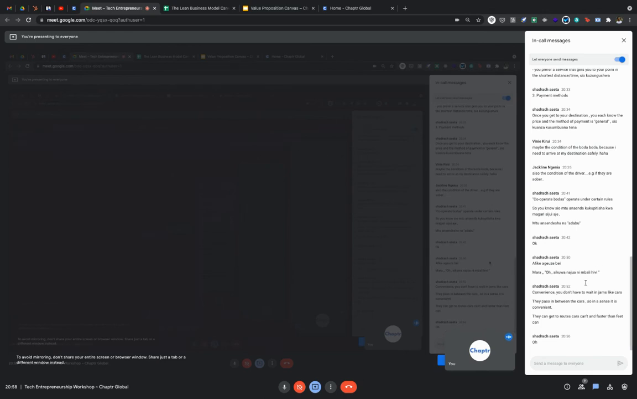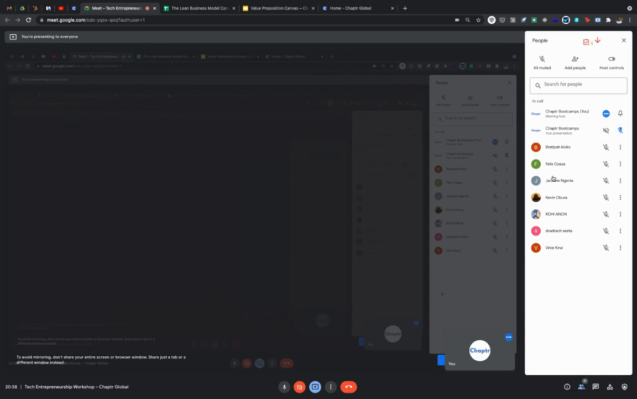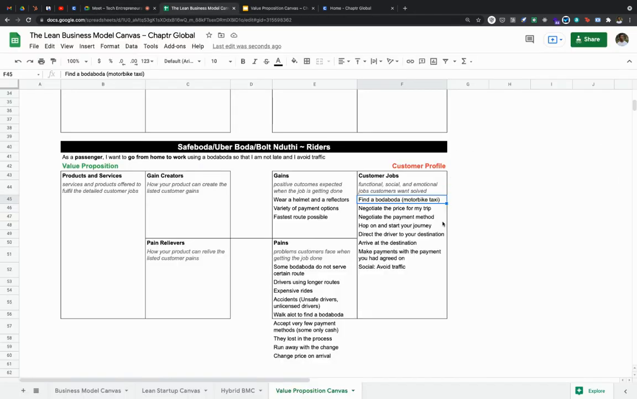Let's think about products and services, guys. We don't have a lot of time. The more you guys engage, the more we can get past this. Cool. Let me pick on Jacqueline. You want to find a boda boda. What can we do now? We are safe boda. We've already understood the customer jobs, the gains and the pains. Now we're starting with customer job number 1. I want to find a boda boda. What will I build? What product or service should I offer?